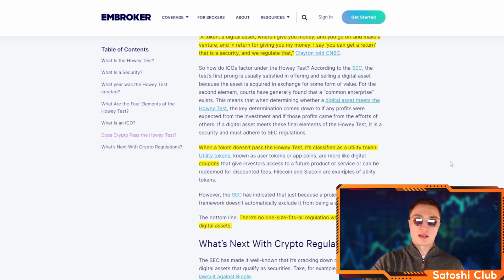And the bottom line is there's no one-size-fits-all regulation when it comes to digital assets, and the market is going to be more and more regulated in the future. Now, is this a bad thing? Well, by no means is it bad. It's just how it's supposed to be. Everything in the world is regulated, and so will cryptocurrencies, and it will provide, in my opinion, a strong base for cryptocurrencies to grow into the future, all backed by blockchain technology.